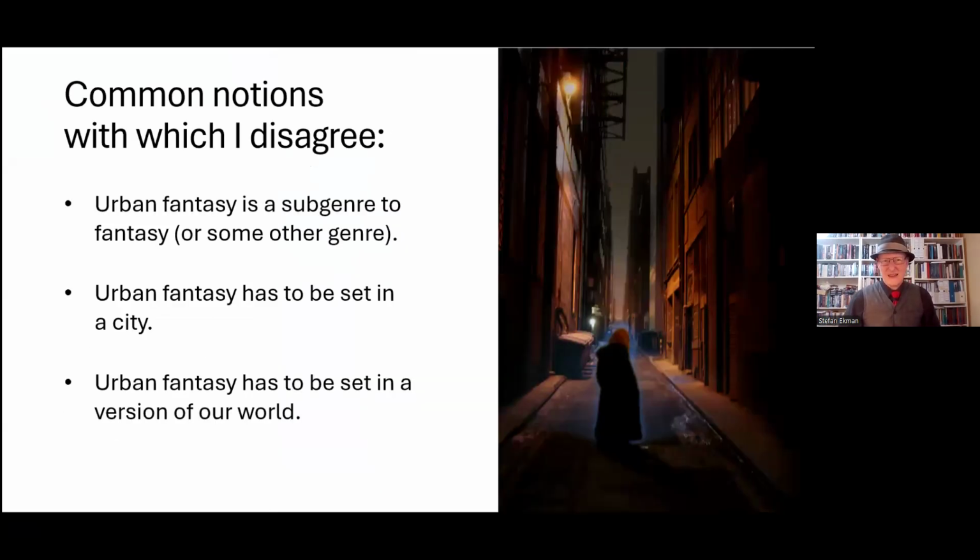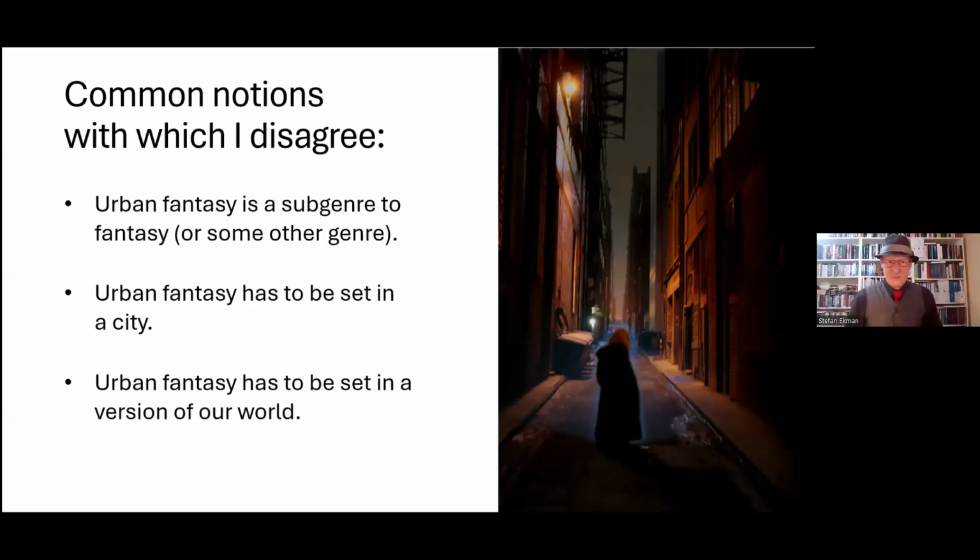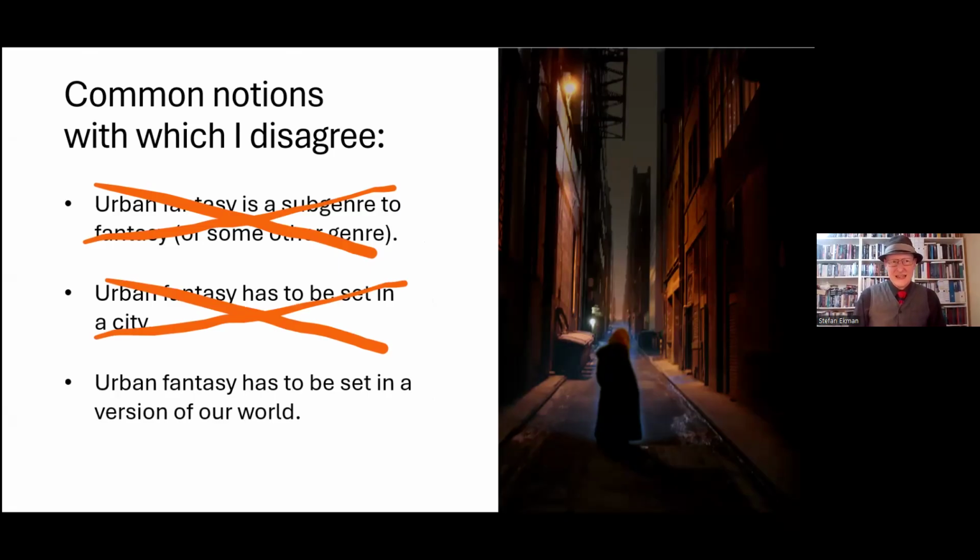But I'll start off by saying, in case there are people in the room that have thoughts about urban fantasy and are knowledgeable, these are some common notions with which I disagree. The first one is that I don't think urban fantasy is a subgenre to fantasy or to any other genre. I believe it to be a genre in its own right. I realize that something called something fantasy is easy to mistake for subset of fantasy, but no. Same thing. Urban fantasy does not, I would claim, have to be set in a city.